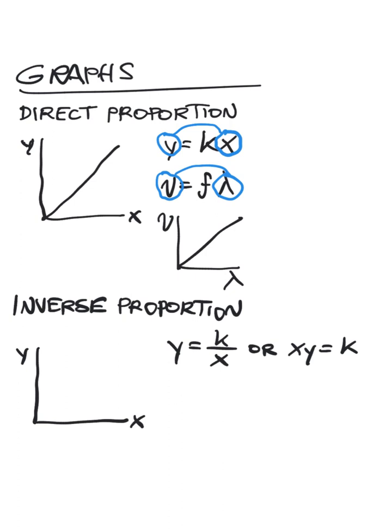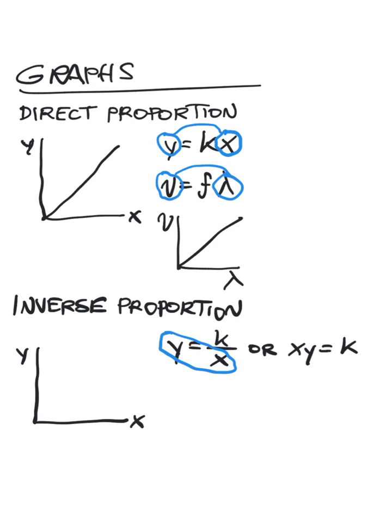The other kind of proportion is an inverse proportion. In an inverse proportion, you have on opposite sides of the equal sign, say y in the numerator, but x in the denominator. This can also take the form of x times y equals a constant. If you put in your calculator y equals 1 over x, 2 over x, 3 over x, they're all going to look like this kind of downward sloping curve.